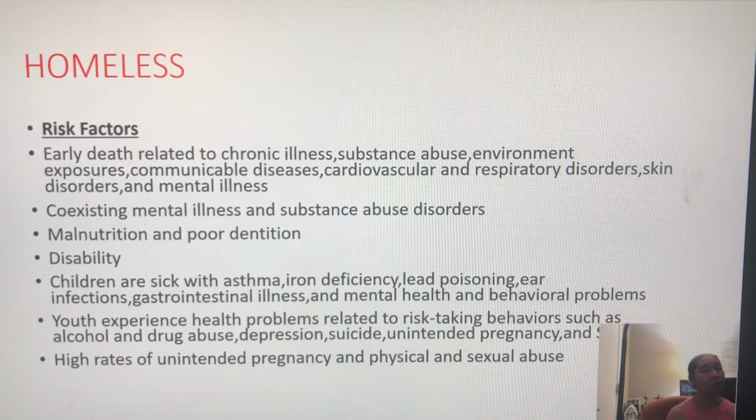Continuation of care of special populations. Homeless population. It affects men, women, children, and persons of all racial and ethnic backgrounds.